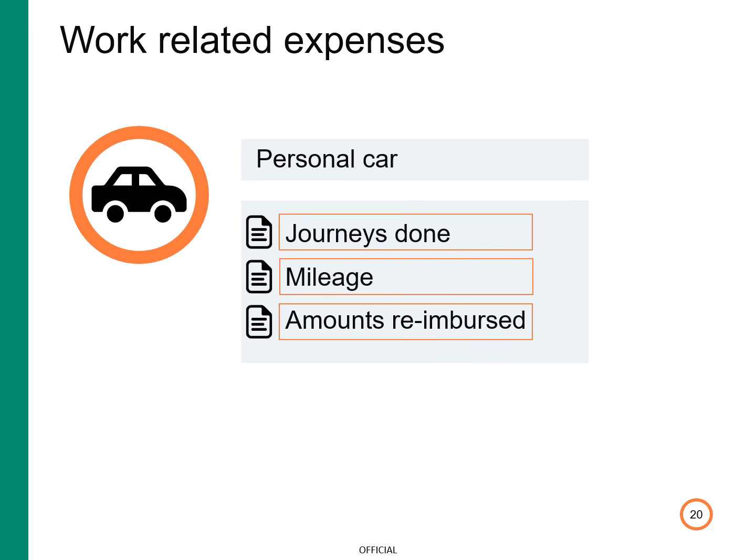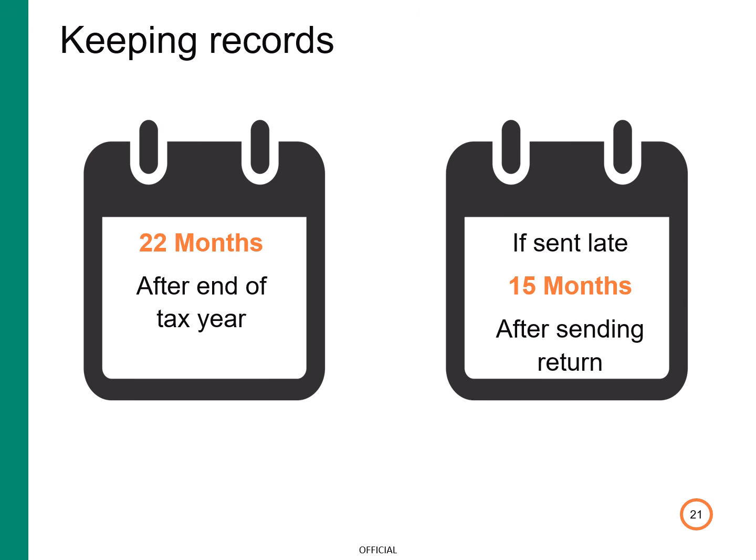You also need records for any work-related expenses you're wanting to claim tax relief on. For example, if you're claiming expenses for using your own car for business journeys, you'll need records of the journeys, mileage covered, and any amount reimbursed by your employer. You need to keep these records for at least 22 months after the end of the tax year.